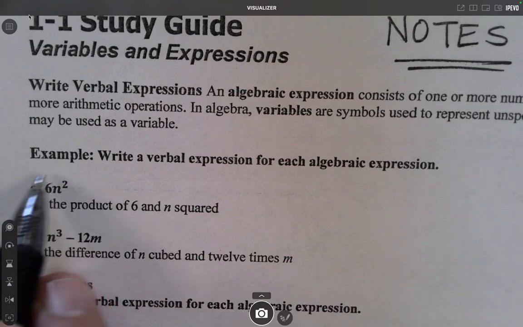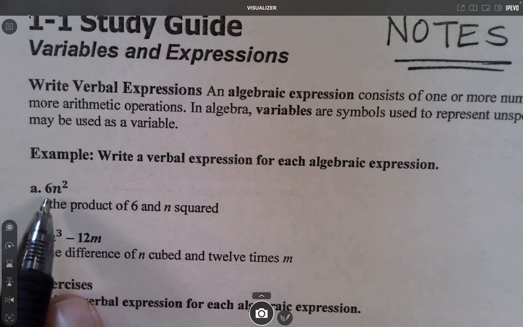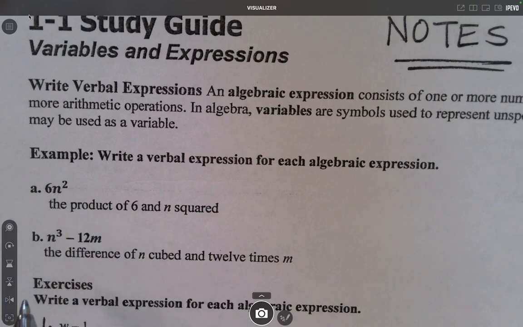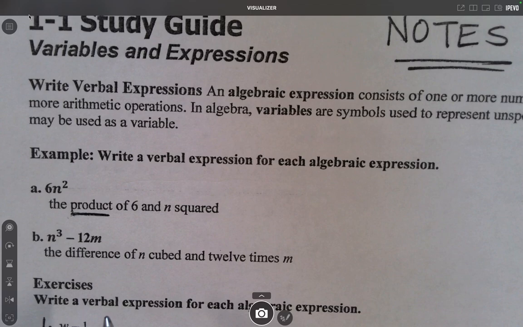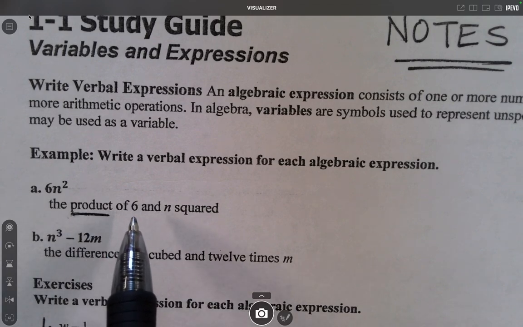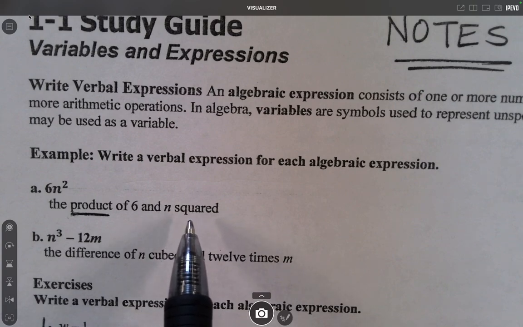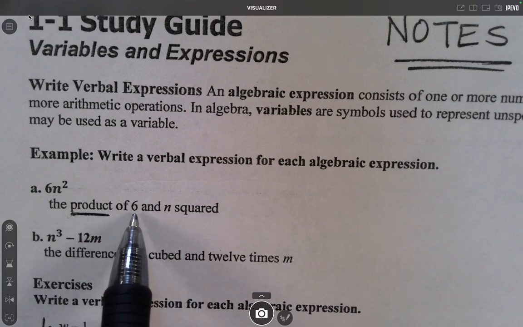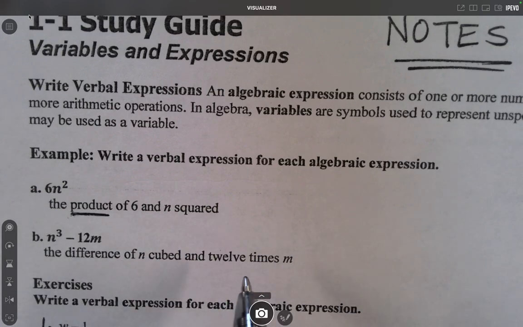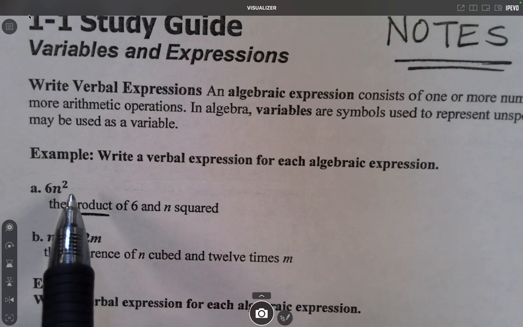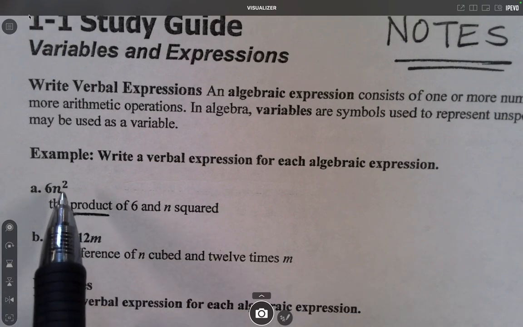So since the main operation that's going on here, the thing that connects the 6 and the n squared, is multiplication. So we use the word product. So this is the product. Product means we're multiplying 6 and n squared. Now you don't have to write 6 as SIX. You can just write the number 6. And anytime you have a variable, you can just write that letter. But for the exponent, we do have to write out the word squared.